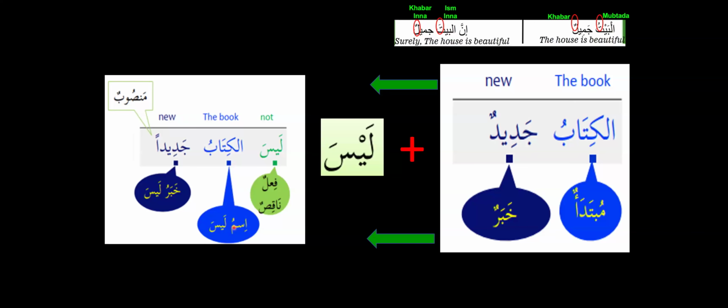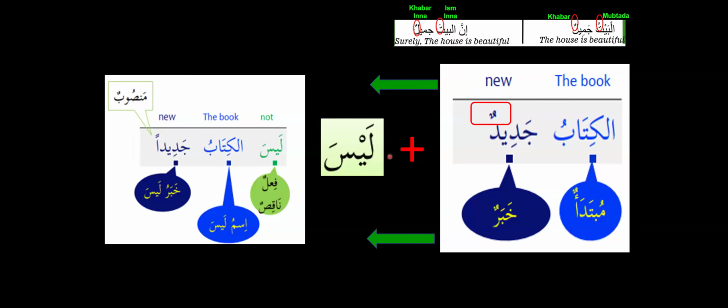So laysa is fi'l naqis. Al-kitab is ismu laysa marfu. You can say marfu if you want to. If you don't want to say, you can omit it. But since we are learning, it's best that we repeat these things. Ismu laysa marfu. And when we talk about inna, we say ismu inna mansub. So if we keep repeating that, then inshallah we'll be able to remember these things in the long run. For jadidan, we'll say khabaru laysa mansub.